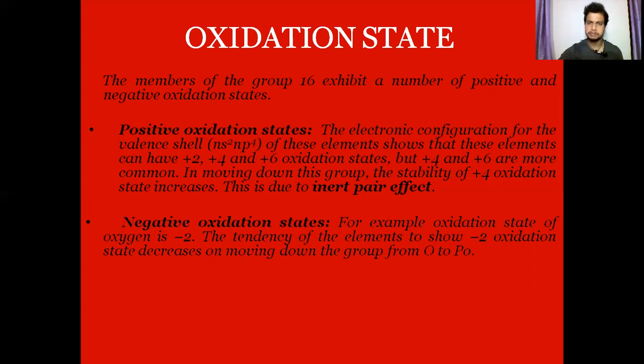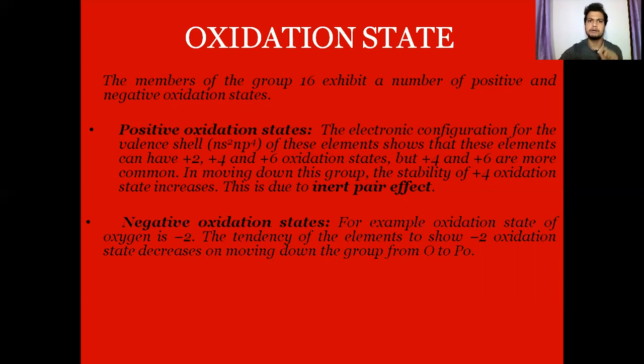But this tendency to take 2 electrons, or the tendency to show -2 oxidation state, decreases as we move down the group. Obviously, because as we move down the group, the electronegativity will decrease and electron gain enthalpy will decrease. As a result, the tendency to take electrons will decrease. Oxygen usually shows -2 oxidation state. Being the second most electronegative element, it prefers to show only -2.